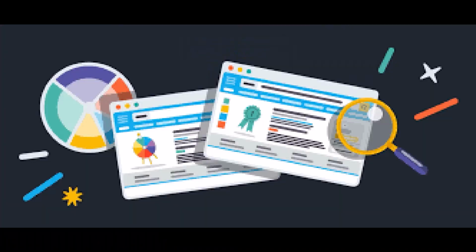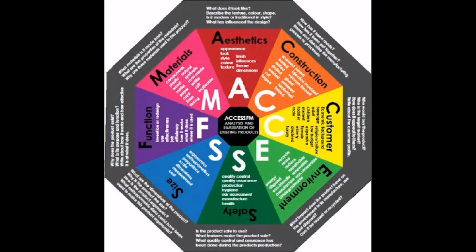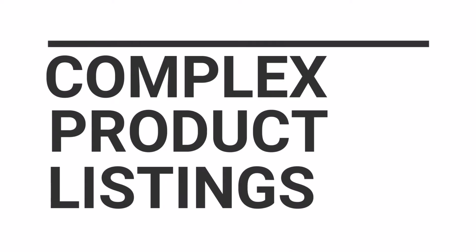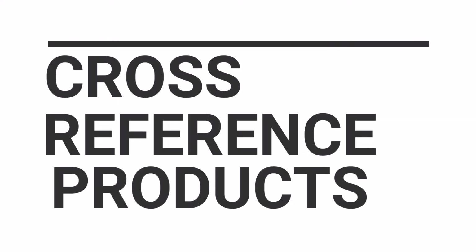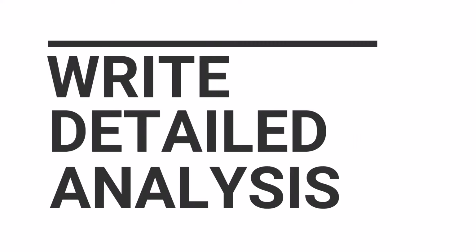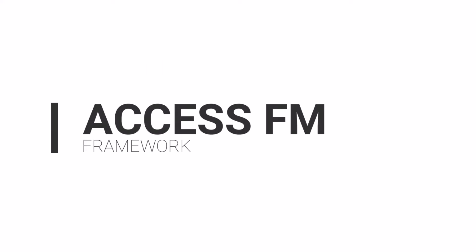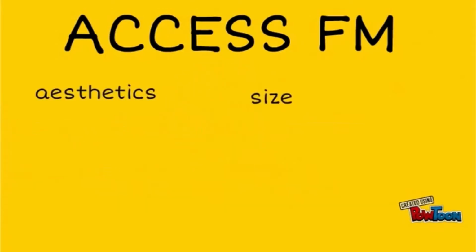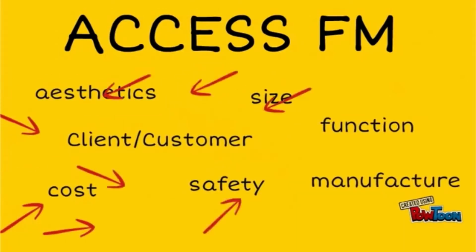In this lesson, we're going to explore how to conduct product analysis using a simple framework known as ACCESS FM. By the end of this lesson, you should be able to understand the complexity of a product listing, identify and cross-reference products, and write a detailed analysis on any product using the ACCESS FM framework. So let's go over the ACCESS FM framework.